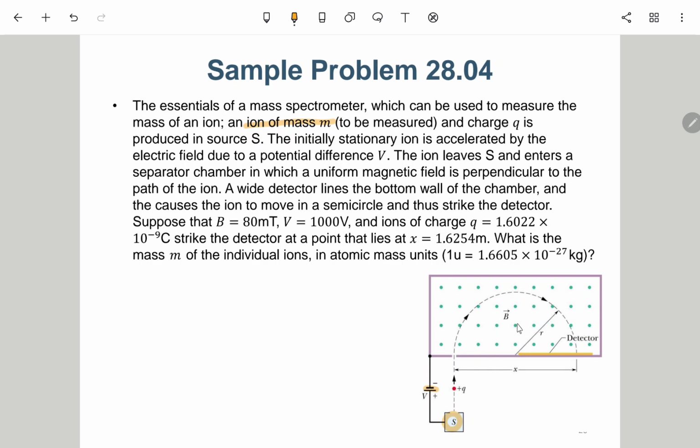OK， 所以这个 B field 是 pointing out of the page. A detector lies on the bottom wall of the chamber and causes the ion to move in a semicircle and thus strike the detector.